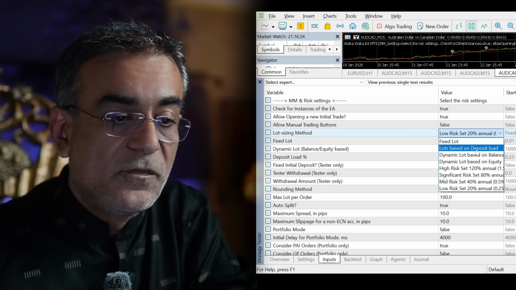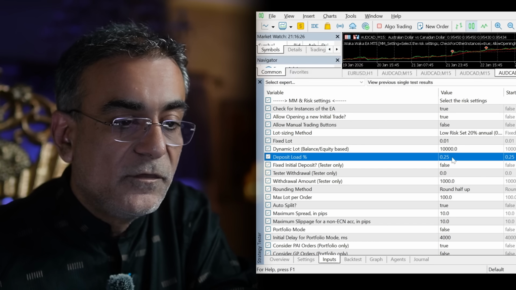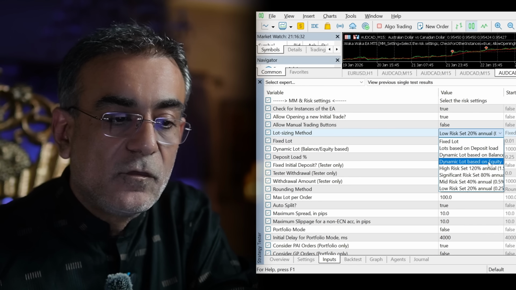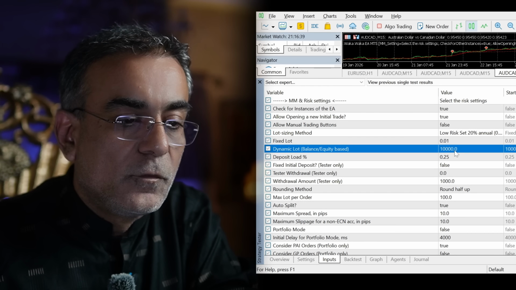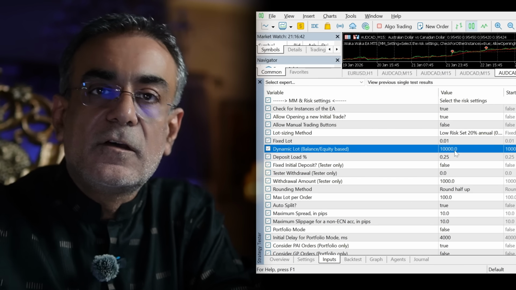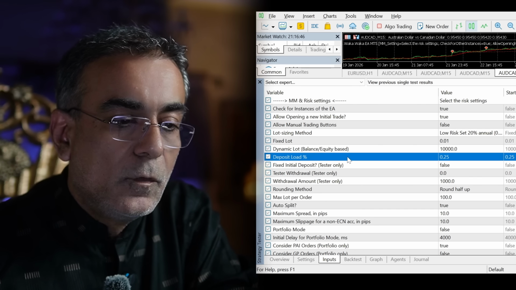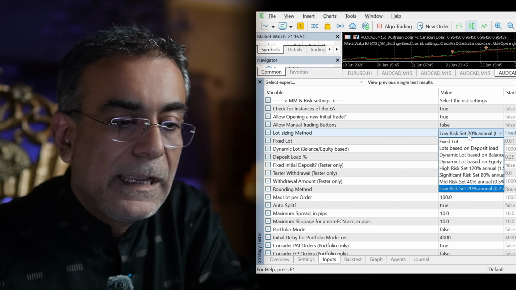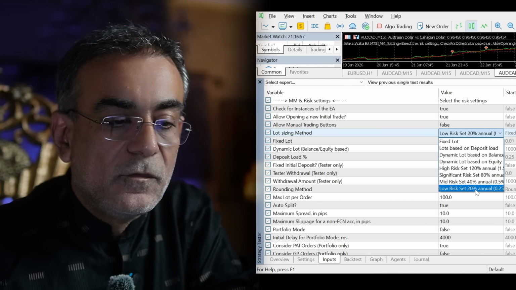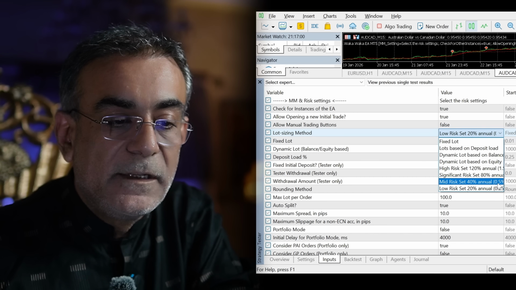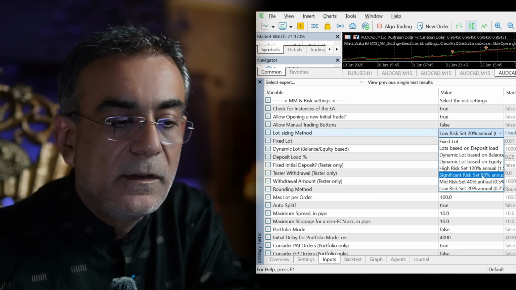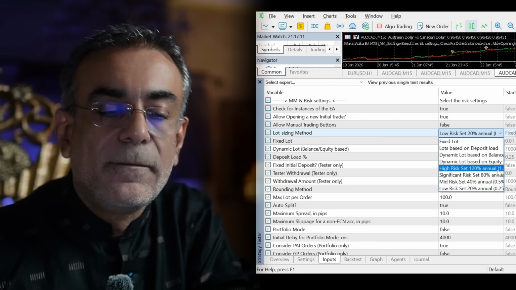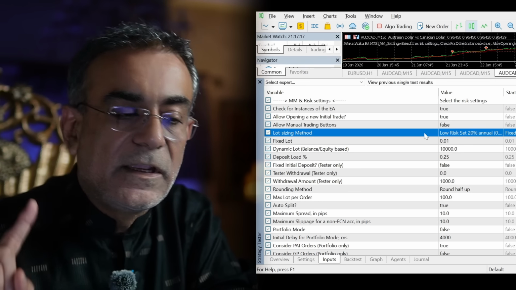Fixed lots based on deposit load, in which case you put this here. Dynamic lot sizing based on balance or equity. So 0.01 lot size based on what balance? So $20,000 will be 0.02, $30,000 will be 0.03. Then deposit load as a percentage, 0.25. And then there are some preset settings, which is low risk is 0.25 deposit load, medium risk is 0.5, significant risk, which is double this, so it's definitely 1%, and then 120%, which is 6 times this, so 1.5%. So that's what our lot sizing is going to be based on.